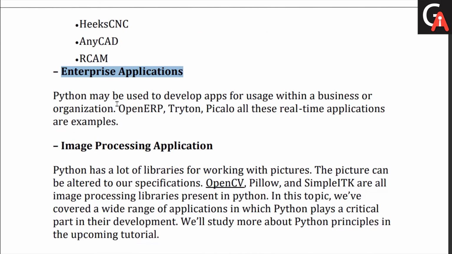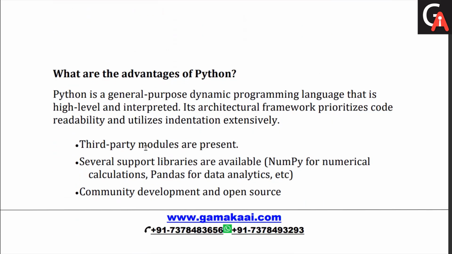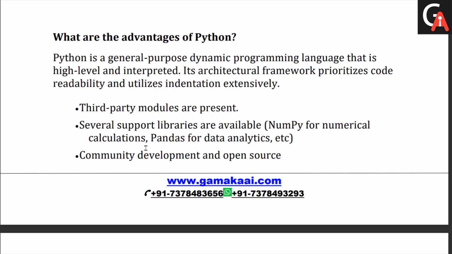Then we have enterprise applications as well. Python may be used to develop apps for use within businesses or organizations. OpenERP, Tryton, Picalo, all these real-time applications are examples of that. Then we have image processing. We have libraries called OpenCV, Pillow, and SimpleITK. These are some of the libraries we have with respect to image processing applications as well.